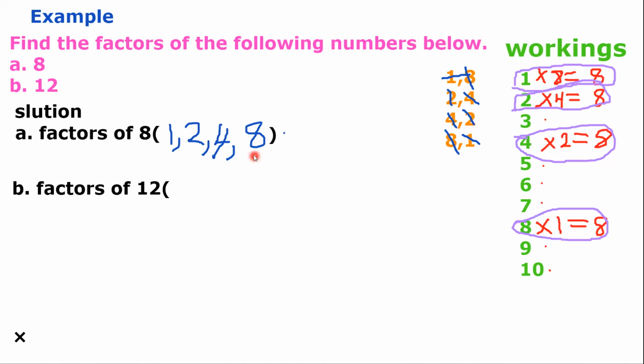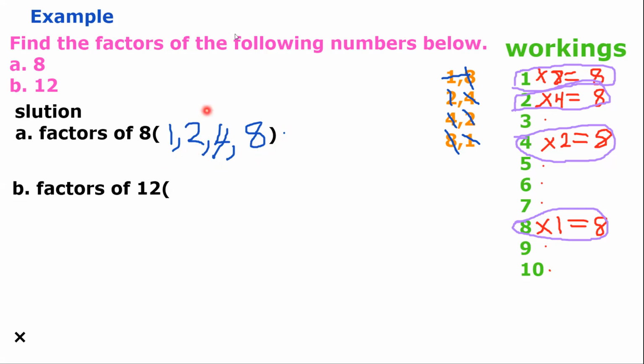So you see the first 2 rules or properties. The last one says factors have a definite end. It has a definite end means the list must stop. The last factor of 8 is 8. There's no other number that can divide 8 beyond that. So that is the definite end.